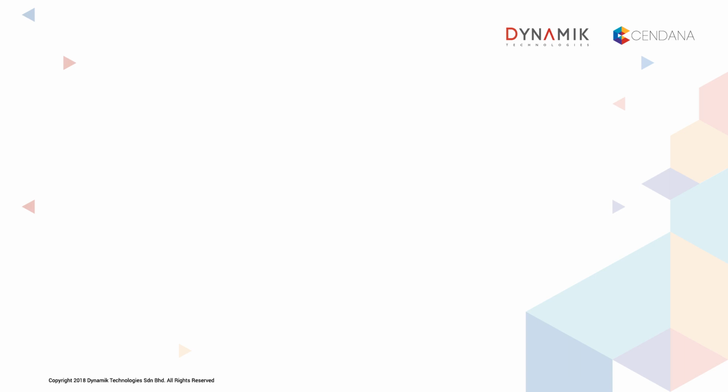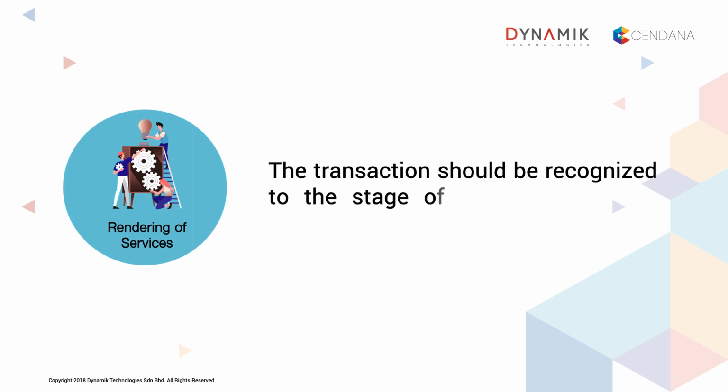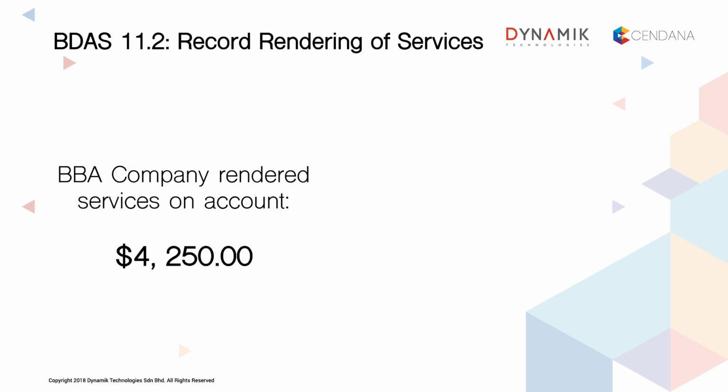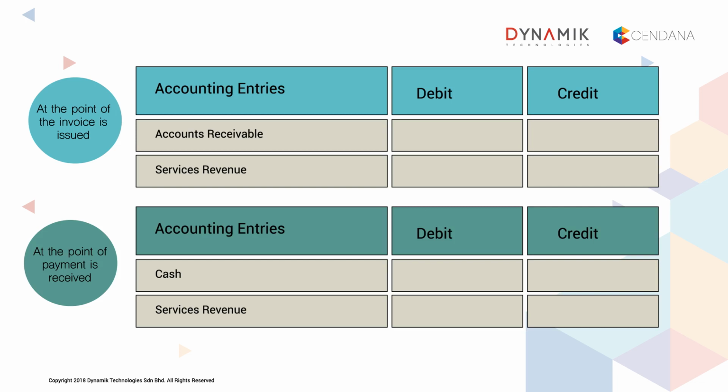Moving on to BDAS 11.2 is to record rendering of services. It is defined as the transaction in which it should be recognized to the stage of completion of the transaction. For example, BBA Company rendered services on account with $4,250. In accordance with the service agreement between BBA Company and customer, the amount is to be collected after 10 days. The accounting entries is divided into two.